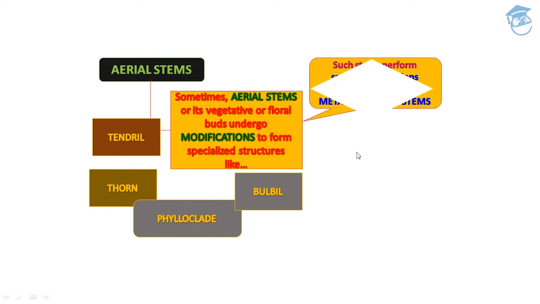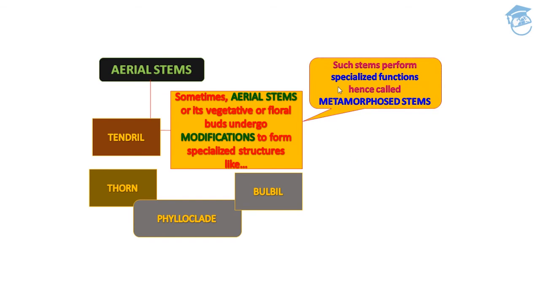Now let's talk about the aerial stem. Sometimes the aerial stem or its vegetative or floral buds undergo modification to form a specialized structure. Then that becomes an aerial stem modification, such as tendril, thorn, phylloclade, cladode, and bulbil. So these are the modifications of the aerial stem.